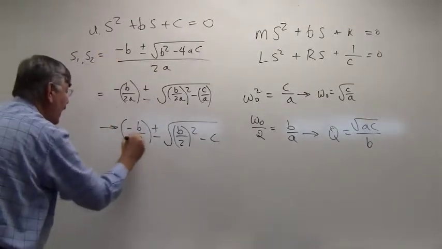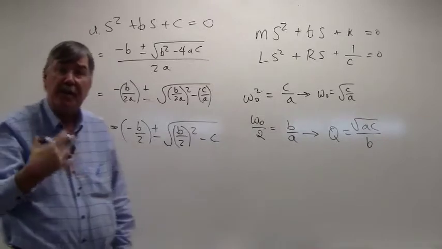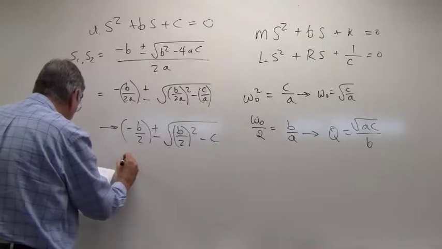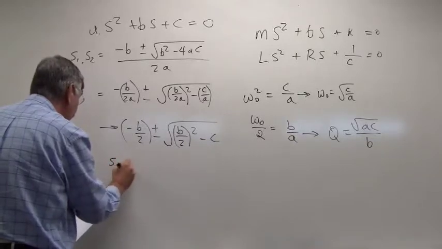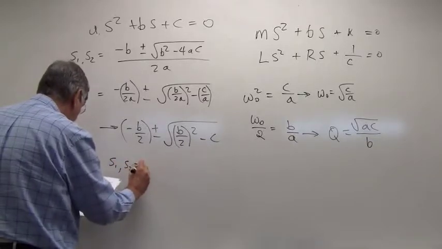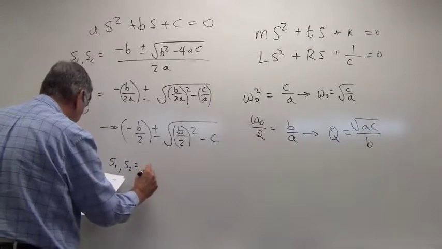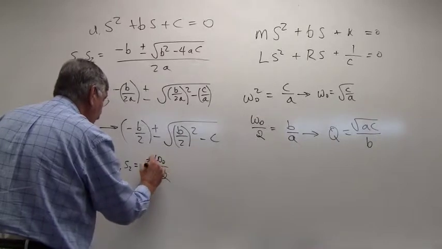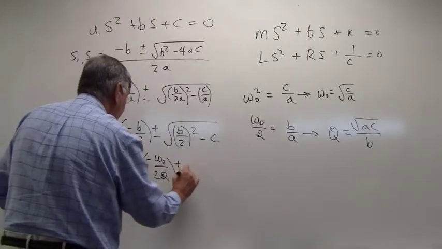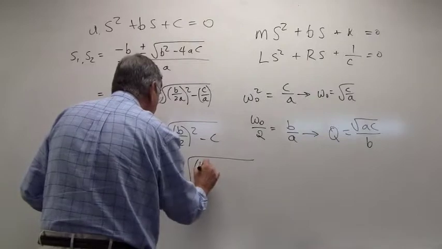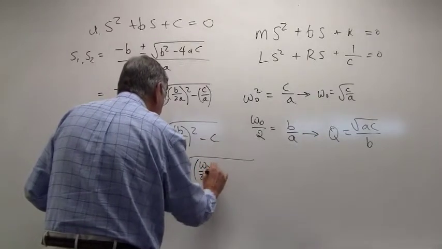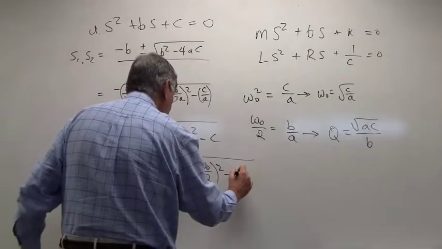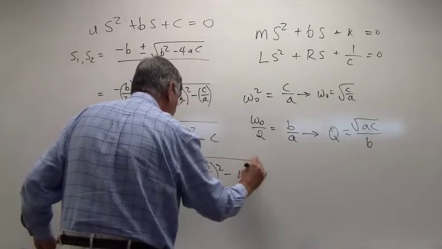If I then go back and set these correspondences with the omega and the q form of this thing, this is the way that I think it's worth remembering, and that is that the two roots, s1 and s2, are written as minus omega naught over 2q plus or minus the square root of that same quantity squared minus the c coefficient, which was omega naught, quantity squared.